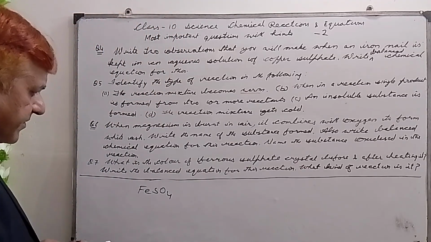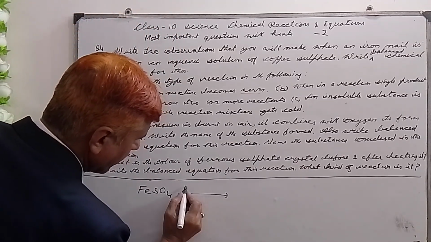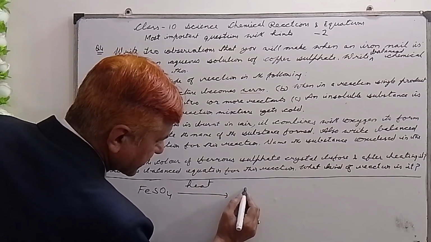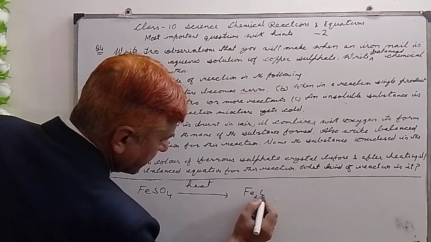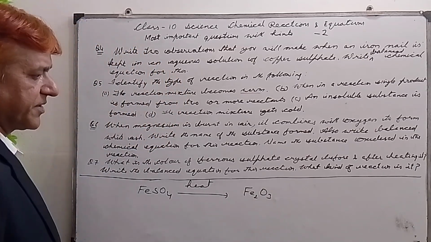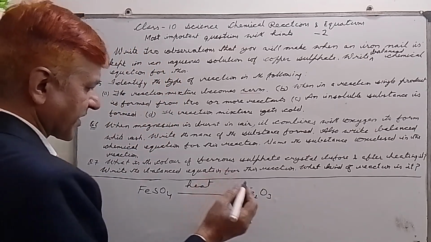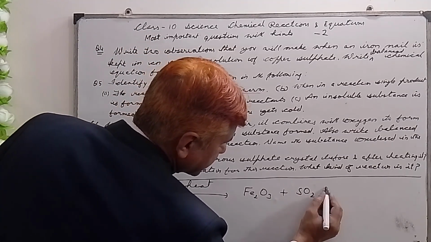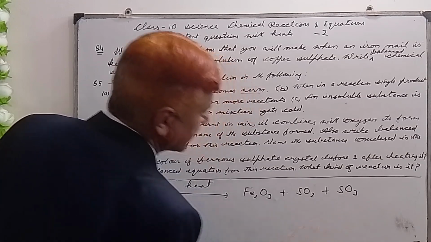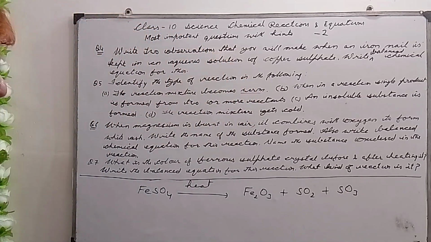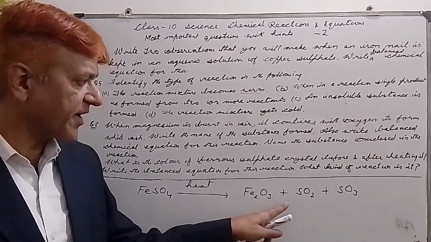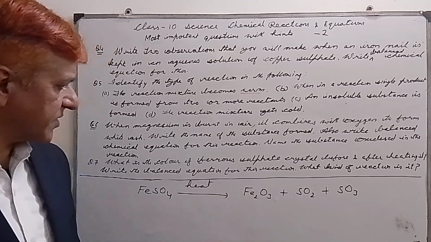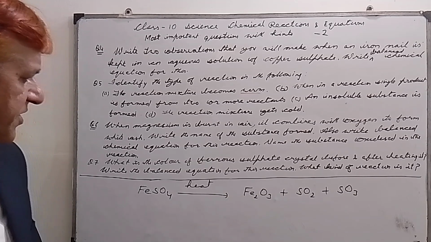When we heat it, on heating, it decomposes into iron oxide, Fe2O3, actually iron 3 oxide, plus sulfur dioxide plus sulfur trioxide. My dear students, please remember this reaction. This is a very important reaction. Write this reaction repeatedly many times, and it will get remembered.